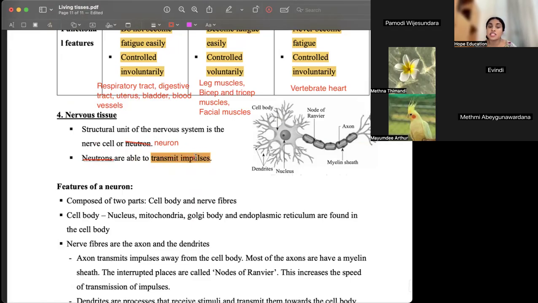Neurons are able to transmit impulses. So impulses can be messages. Okay, put it in a bracket, messages. So for example, when you see a dog running towards you, barking and all, you see that vision from your eyes, you hear the dog barking from your ears. Both of these messages go to your brain.